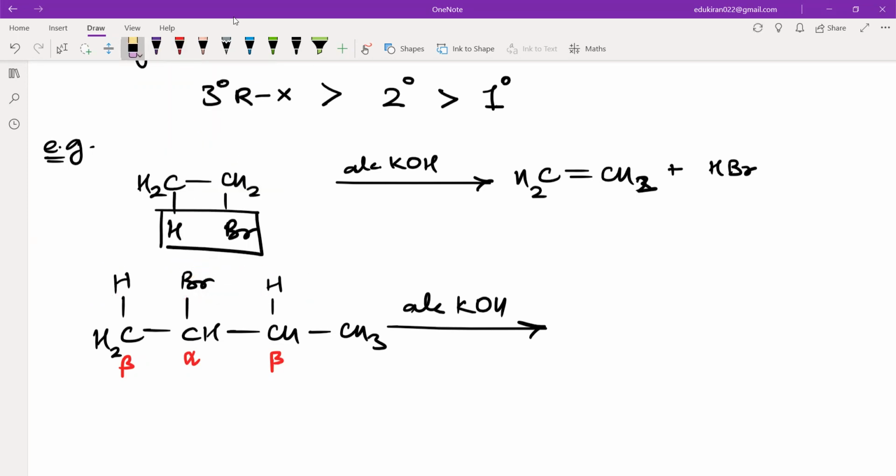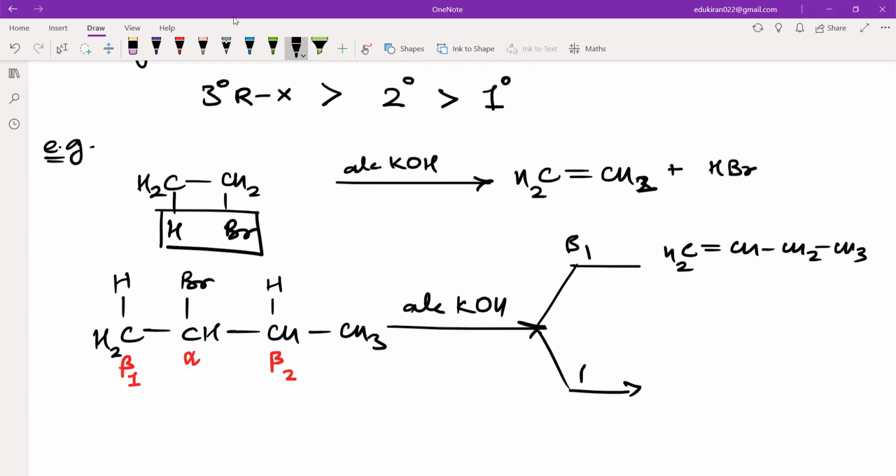Now let us form both the bonds. Let us form from both of them and let us see what is the stability there. Let us say that this is the beta 1 and this is the beta 2. So if I'm forming from beta 1, I will be getting CH2=CH-CH2-CH3. If I'm forming from beta 2, then I will be getting CH3-CH=CH-CH3. Now we have got two alkenes.